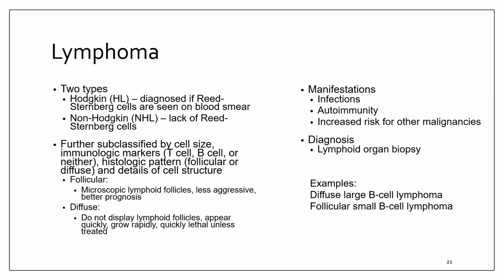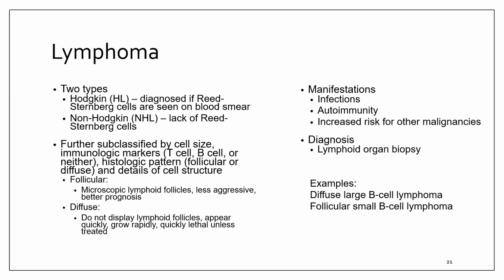Unlike leukemia, lymphoma diagnoses require lymphoid organ biopsy. Why? Because architecture matters. Blood alone doesn't show follicles, diffuse patterns, or structure disruption. This is tissue diagnosis territory, not smear-only pathology.